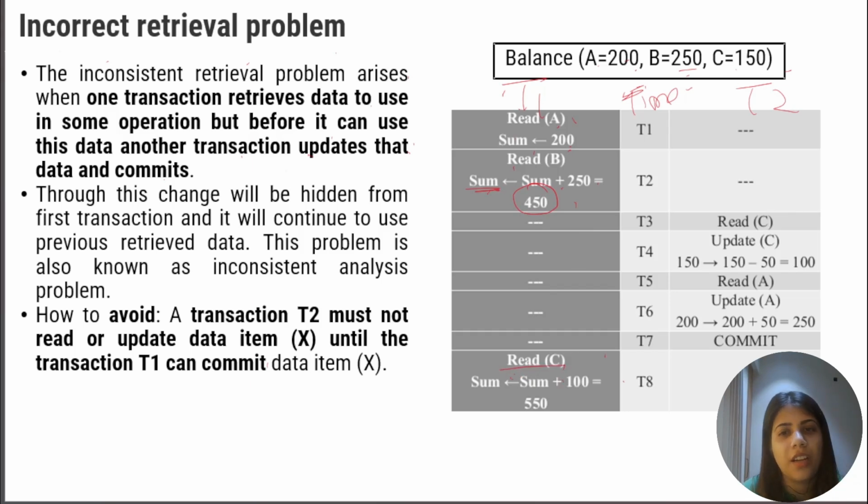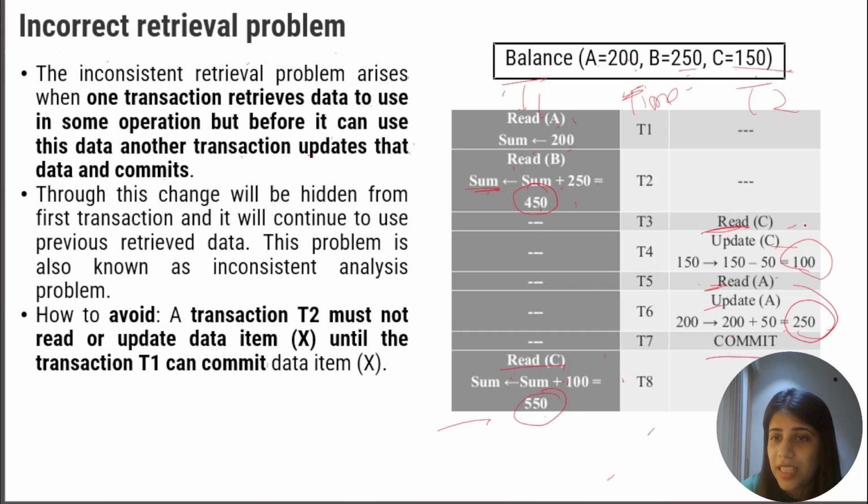Sum equals sum plus 100, which is 450 plus 100, it will give you 550. However, over here it is already reading C's value before this transaction has been committed. So this will get the value as 150 and it will update C as 150. 150 minus 50, it will give you 100. It will read A's value, update A's value as 200 plus 50, which gives 250, and can commit.